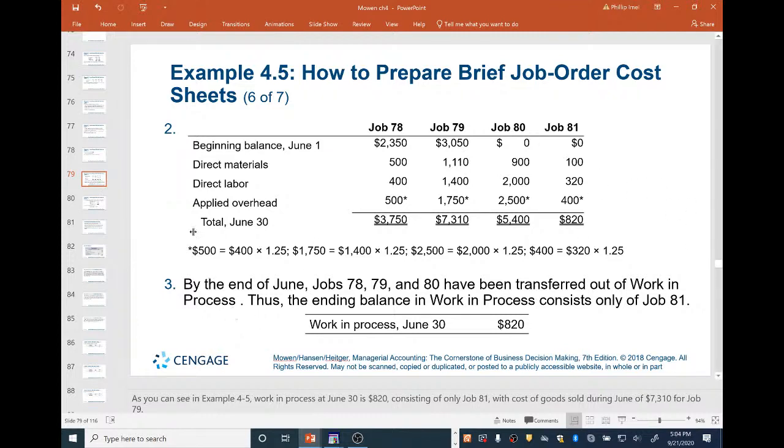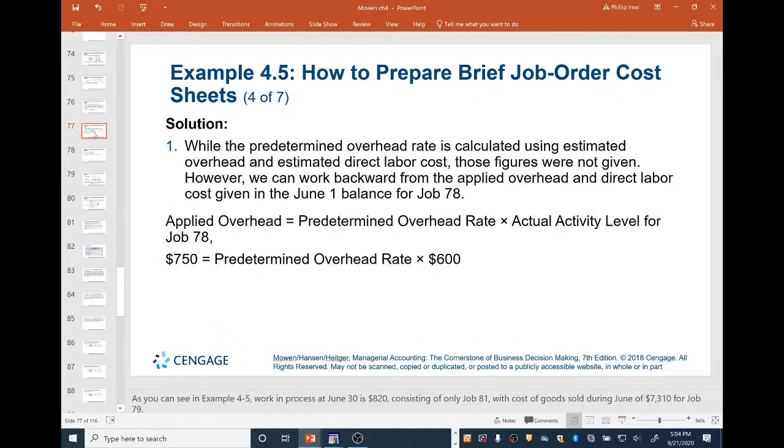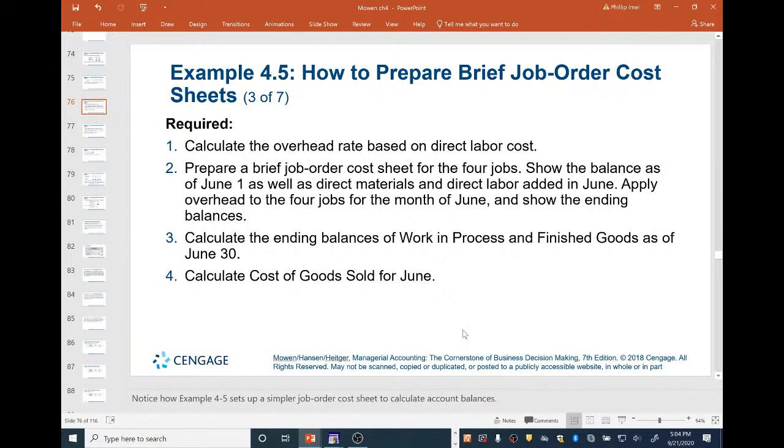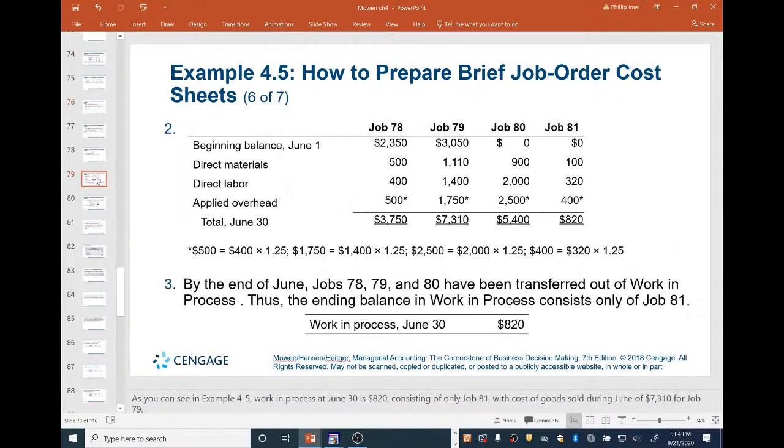Okay. So the second part says prepare a brief job order cost sheet for the 4 jobs. Show the balances as of June 1st, as well as direct materials and direct labor added in June. Apply overhead to the 4 jobs for the month of June and show the ending balances. So once again, we got the beginning balance June 1st. Okay, these are given. Direct materials for each one, direct labor, and applied overhead. Okay, so this is what we're finding right here, the applied overhead, right?